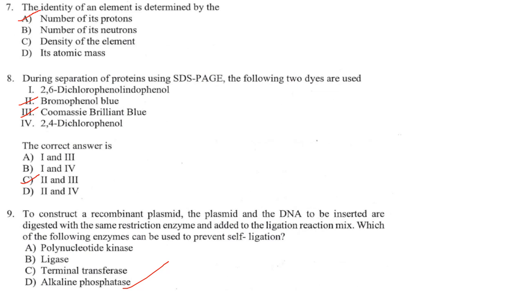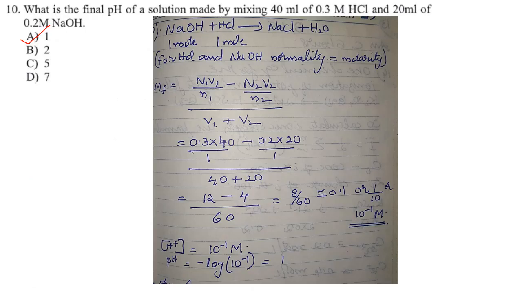The next one. To construct a recombinant plasmid, the plasmid and the DNA to be inserted are digested with the same restriction enzyme and added to the ligation reaction mix. Which of the following enzymes can be used to prevent self-ligation? So alkaline phosphatase is usually used to prevent self-ligation. So answer is option. Then next one.